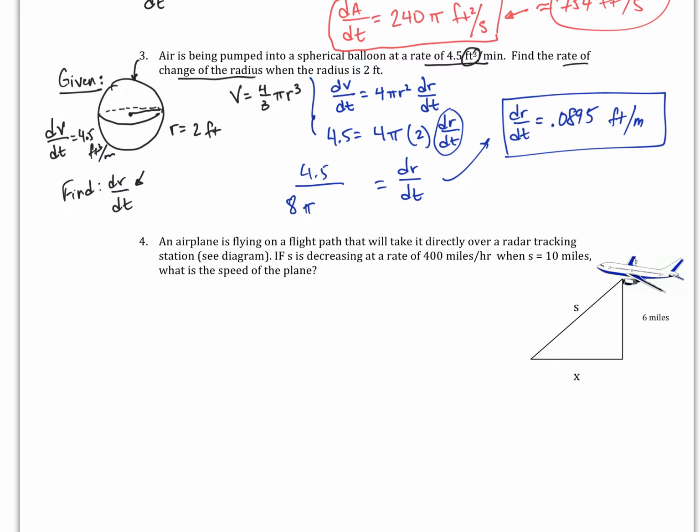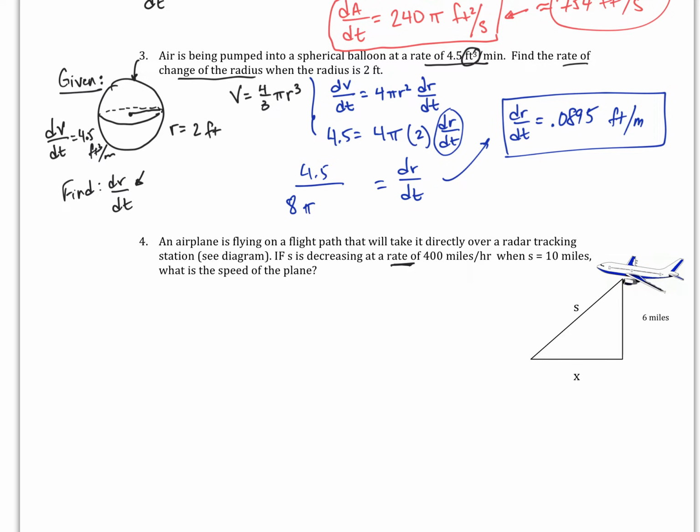Okay, so let's take a look at this next one. It says an airplane is flying on a flight path that will take it directly over a radar tracking station. See the diagram. If S is decreasing at a rate of 400 miles per hour, when S is 10 miles, what is the speed of the plane? Whew. Okay, let's look at this.